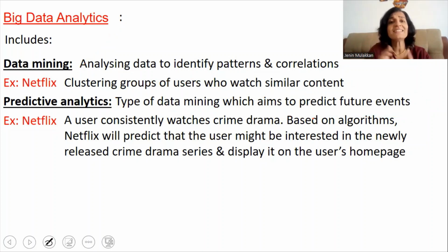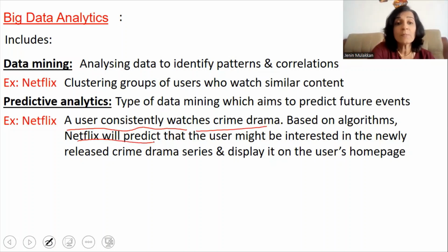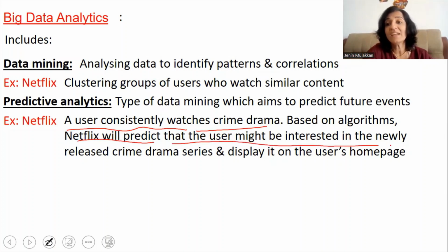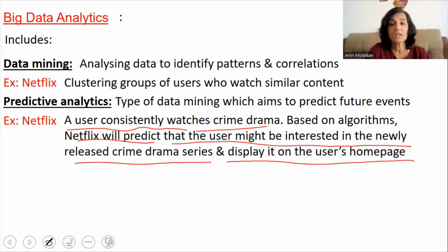Now, we can take the very same example of Netflix. If a user consistently watches crime drama, then based on algorithms, Netflix will predict that the user might be interested in the newly released crime drama series, and it will display it on the user's homepage. So whenever there is a prediction involved, it is known as predictive analytics.